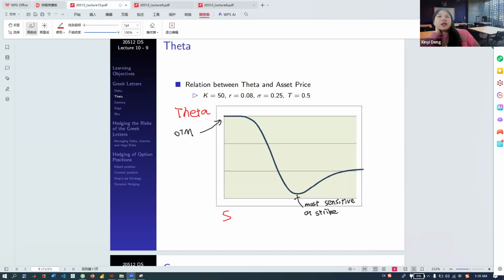So for this figure, theta is most negative at the strike, somewhere near here, right? And it's less negative for out of the money options. So we can basically say that the option price is most sensitive to any change in t at the strike price.